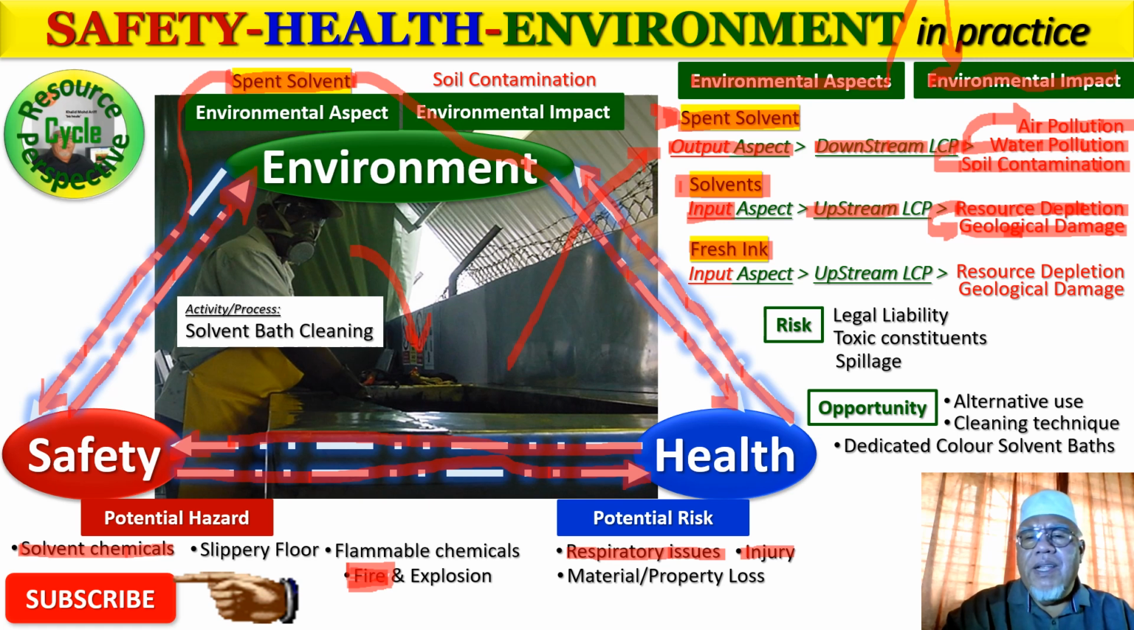And fresh ink, as far as environmental management is concerned, as far as environmental aspect is concerned, is an input aspect. Therefore, as you know already by now, we have to look at the upstream from its life cycle perspective to determine what would be the probable impact to the environment. Upstream meaning its origin. There you are, same origin, which is natural resources. Therefore, the more demand for fresh ink, the higher the rate of resource depletion, the more damage to our bedrock geological structure, and the less stable would be our plate tectonics.